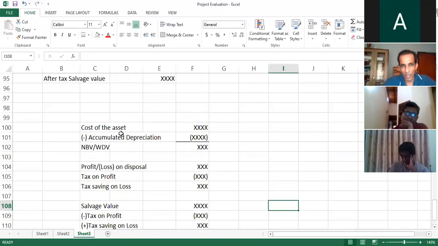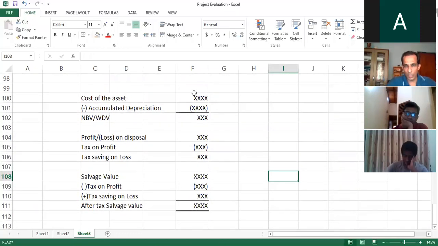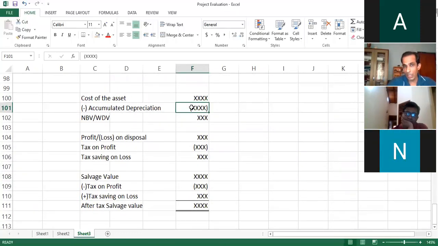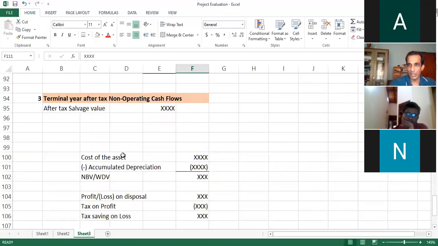Therefore, what we need to do is consider the cost of the asset. We need to deduct the accumulated depreciation and calculate the net book value. The net book value should be compared with the salvage value. We have to identify whether there is a profit or loss. If there is a profit, the company has to pay tax. If there is a loss, there will be a tax saving. Then if there is a profit, the tax on the profit should be deducted from the salvage value. If there is a loss, the tax saving on the loss should be added to the salvage value. Then we get the after tax salvage value.